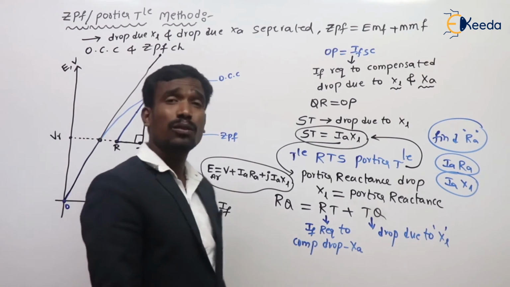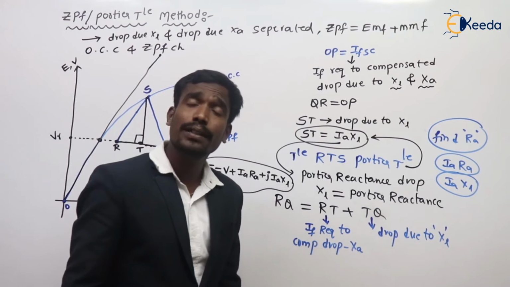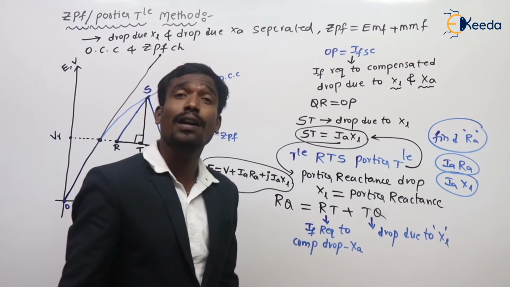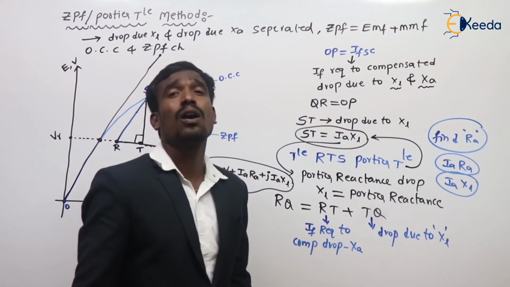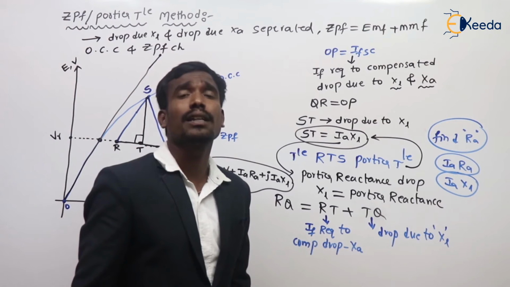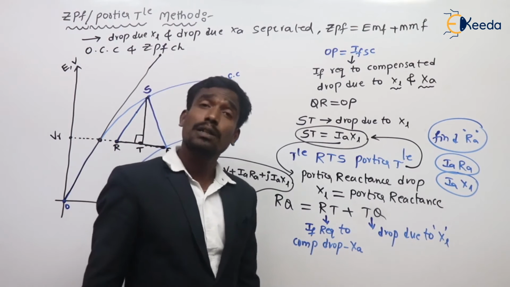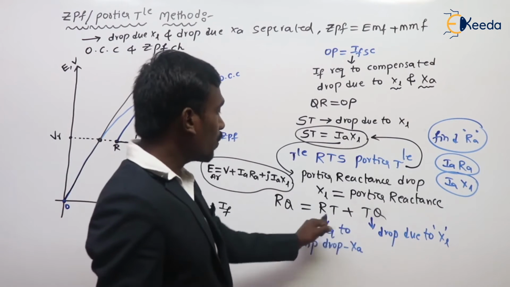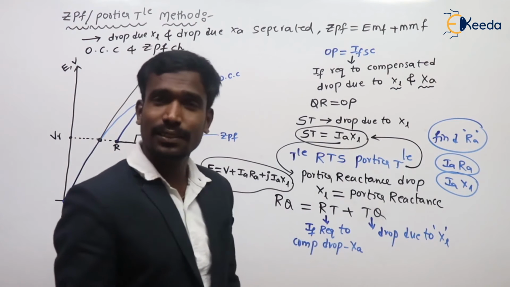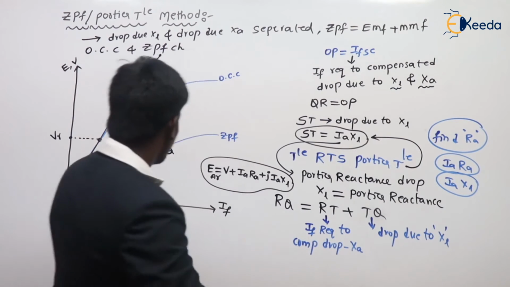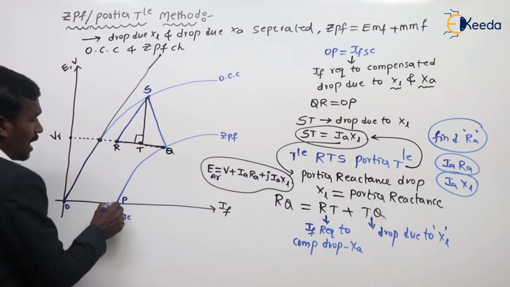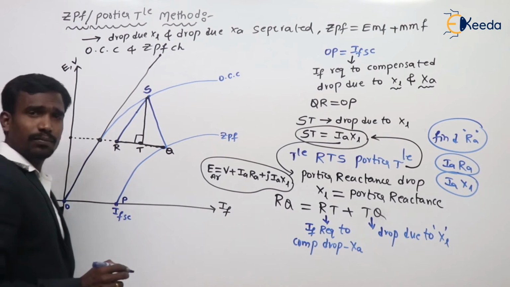But this is not the required answer. We require the total EMF. We have to add IAXA also. How can we add IAXA? Tell me. We don't know IAXA, but we know the field current required to compensate the drop due to IAXA. So let's see here. Actually, this is IFSC.